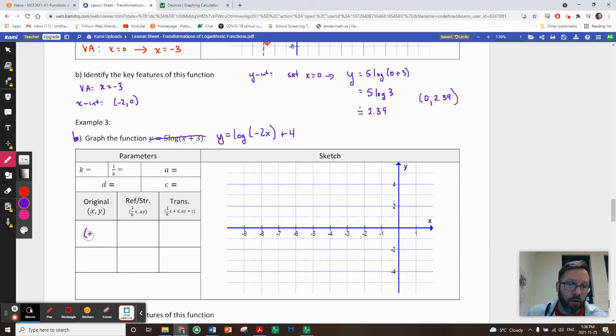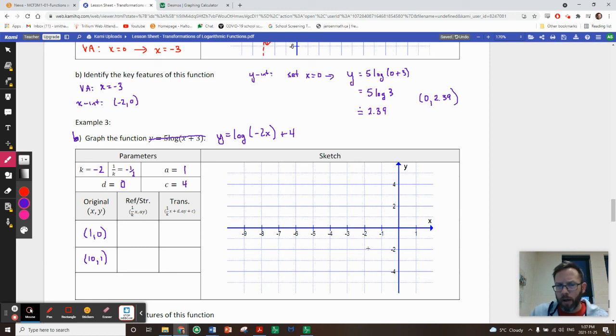The anchor points will use the same two, (1, 0) and (10, 1). What are our parameters? So in this one, we are multiplying the x by something. k is -2, which makes 1 over k -1/2. So we know a couple things. We're going to have a reflection in the y-axis, and our function is going to be compressed horizontally, and nothing in front of the log. a is 1. No horizontal translation, but there's a vertical translation of 4 units.